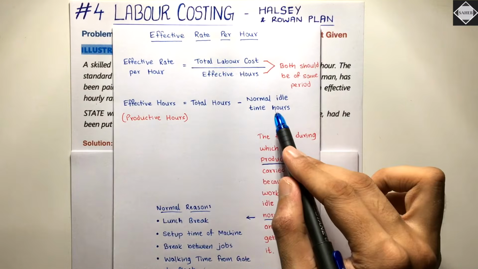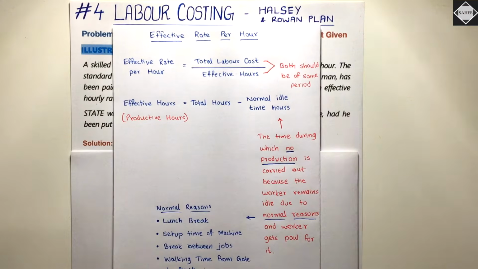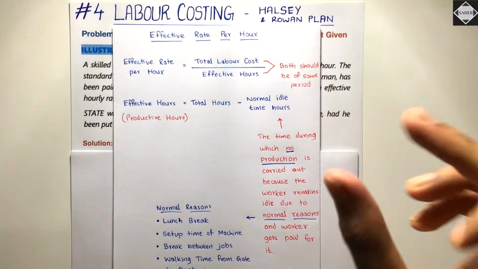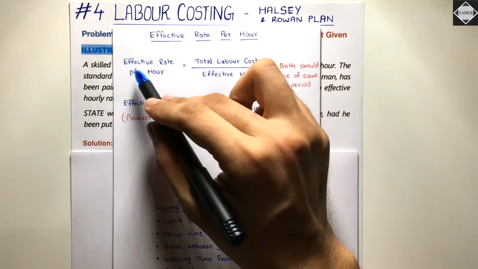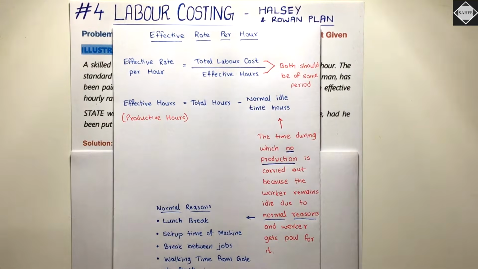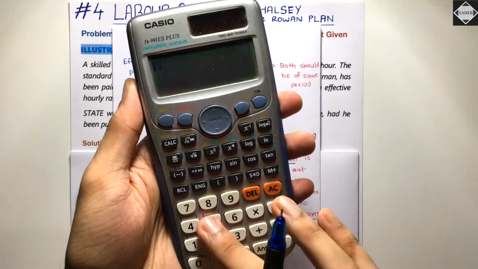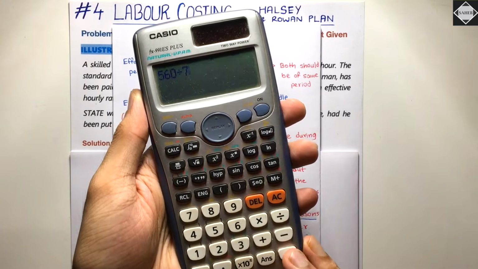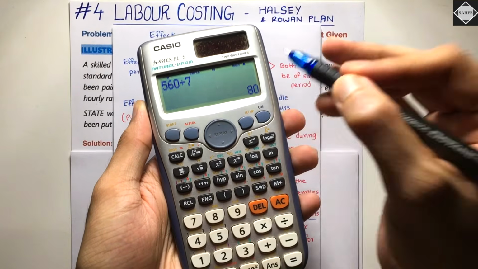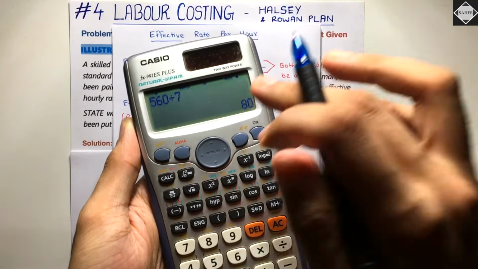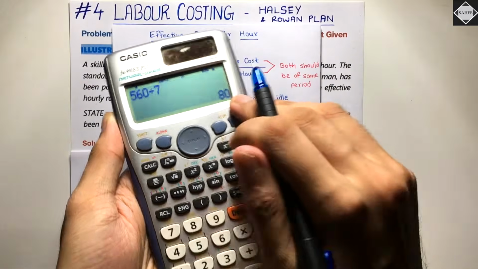8 minus 1, that's 7. 7 will be your effective hours, productive hours. So you will take the total labor cost 560 as we said, divide by 7, you will get the effective rate per hour. See here, 560 divided by 7, that's equal to 80 rupees. 80 rupees will be the effective rate per hour. So now this rate you will use for costing purpose.